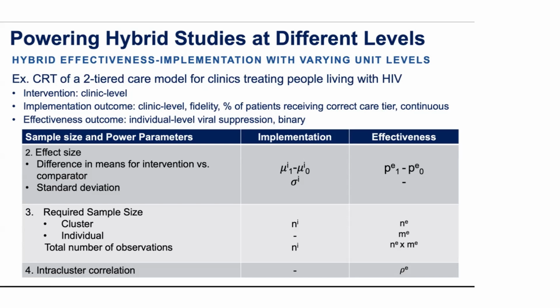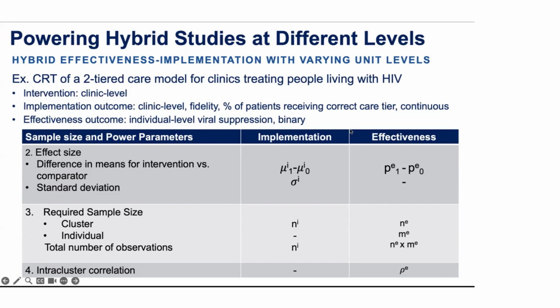There's an observational study that I work on, but I'm placing it within the cluster randomized trial setting just because we have these nice frameworks for thinking about power. It is an evaluation of a two-tiered care model for clinics that treat people living with HIV. We can imagine we have a clinic level intervention, which was to implement this two-tiered model or to just do the standard of care, which would be a single tier. The implementation outcome would be clinic level fidelity, so the percent of patients that are receiving the correct care tier. The effectiveness outcome might be individual level viral suppression, which would be binary.